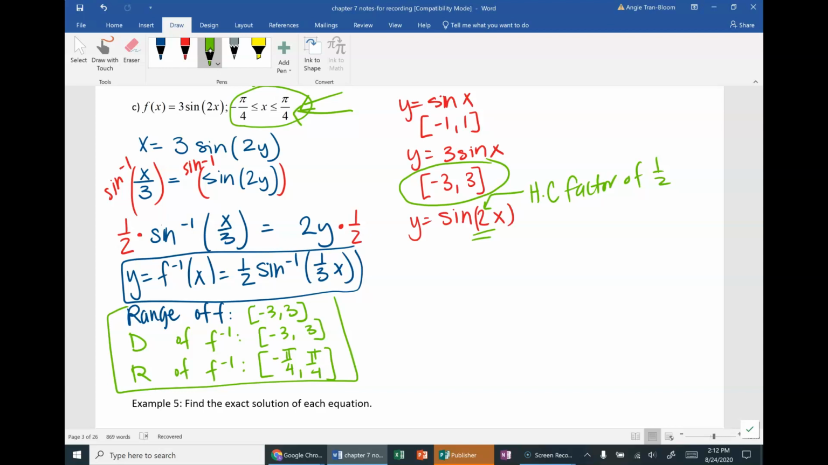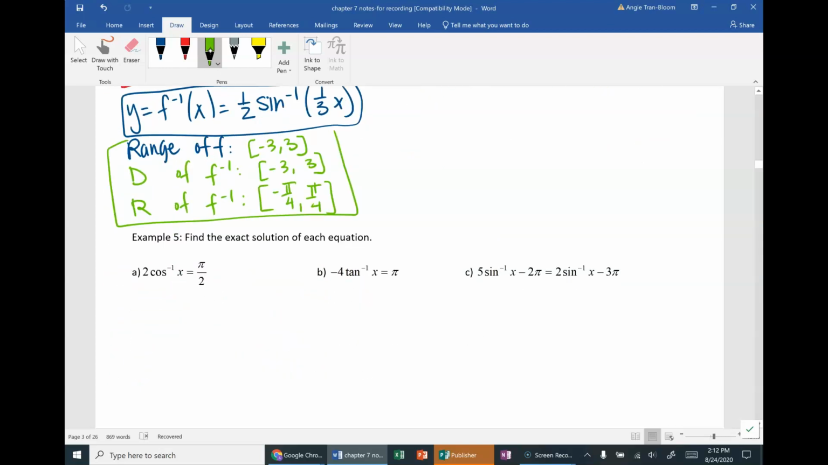We're now on example number 5. Find the exact solution of each. Again, anytime you see exact, it means no calculator. As you can see, these all start out with an inverse function here. That means it has restrictions right away, so make sure you're very mindful of that. And you solve it regularly, except that you need to be mindful of the restriction. To get rid of the 2, you multiply 1/2 to both sides.